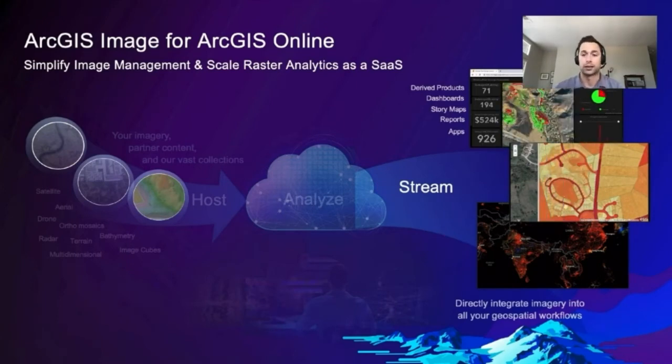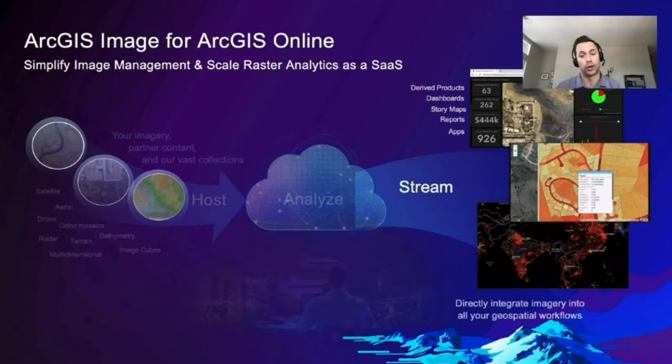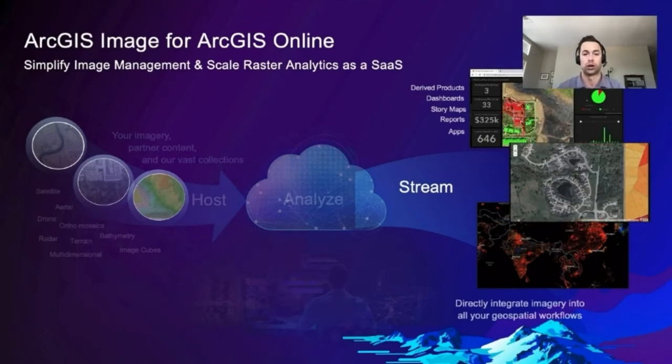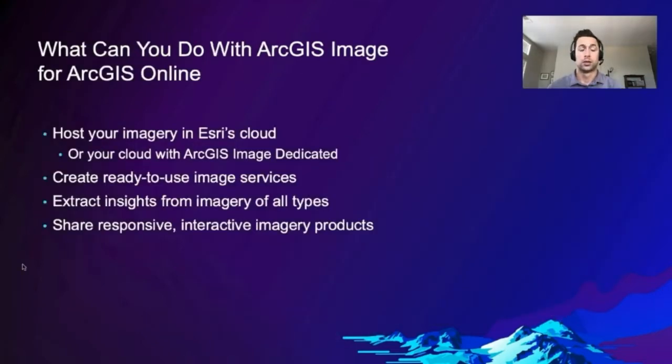Users can then access and stream the imagery and raster data in other applications, dashboards, story maps, and reports available in ArcGIS. So let's review what you can do with ArcGIS Image for ArcGIS Online. You can host your imagery in Esri's cloud, upload and share your imagery and raster collections in ArcGIS Online, making them accessible to those users who need it.